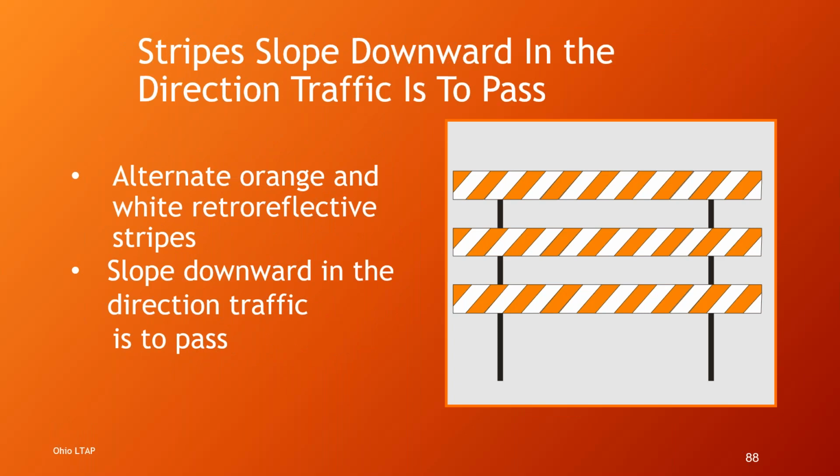And the stripes on the barricades actually mean something. Not everyone knows that, but same as the stripes that you would see on maybe a concrete bridge abutment, they're both the same in that they slope downward in the direction the traffic is to pass. So in this picture, traffic would be allowed to drive to the left of the barricade.